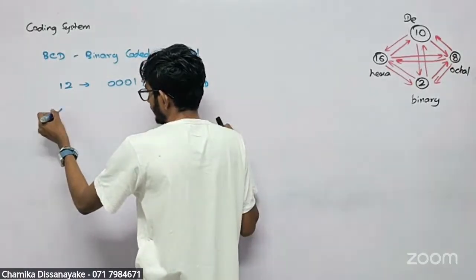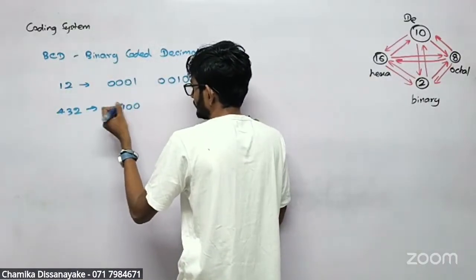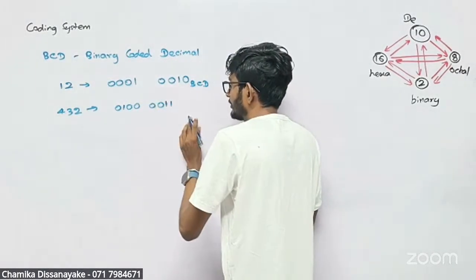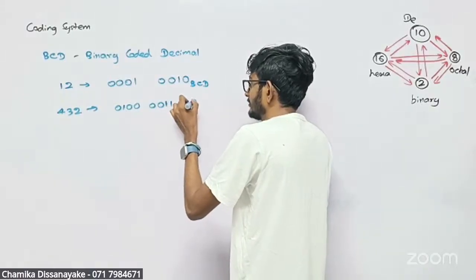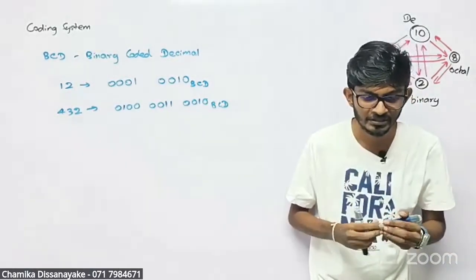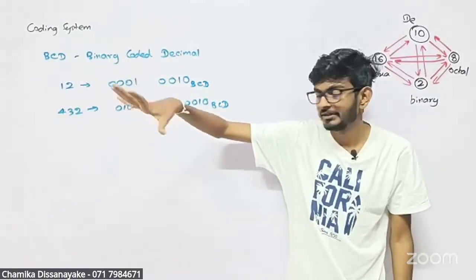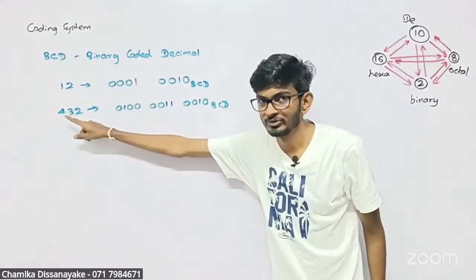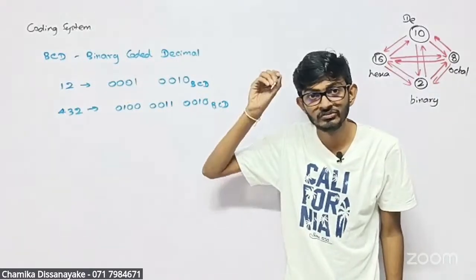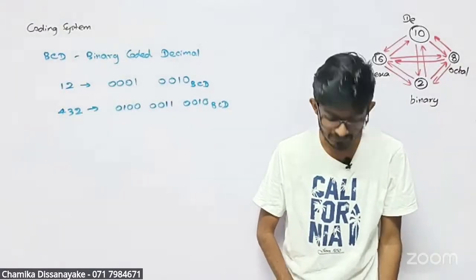If it is 432, 4 means 1 0 0. 4 bits means here 0. 3 means 1 1. We need to add 2 bits. 2 means same as here 0 0 1 0. This is BCD. Okay. BCD is very easy. BCD is used to represent numbers in computers, and each value or each character will be represented in binary using 4 bits. That is the thing about the BCD.